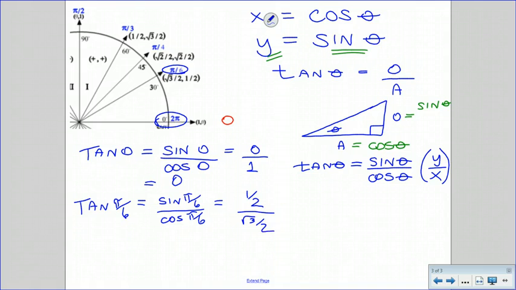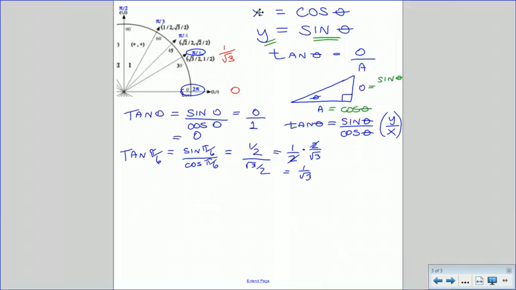Root 3 over 2. When you have a fraction divided by a fraction, we learned in previous grades that you can multiply by the reciprocal of the denominator. So 1 over 2 times 2 over root 3, the 2's cancel in this case, and we get 1 over root 3. So tangent for a pi over 6 angle of rotation will always be, I'm going to write this in red, outside my circle, 1 over root 3. Okay, you guys do the same for pi over 4 and the last couple.